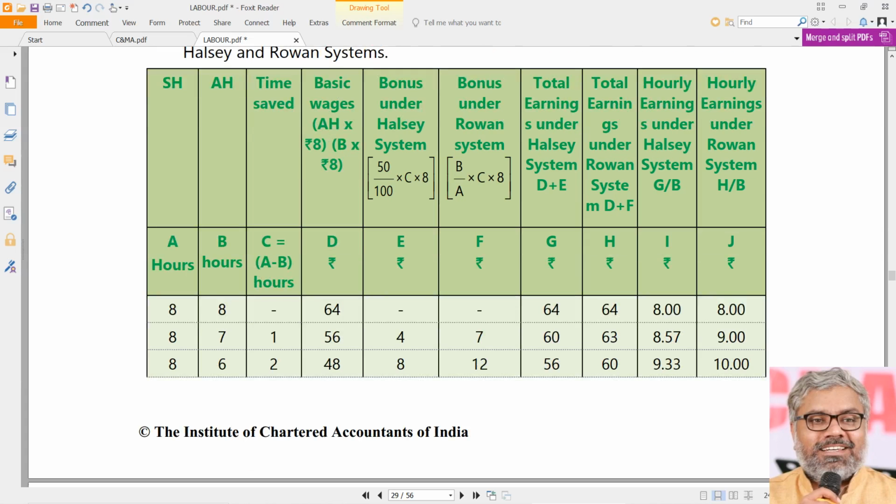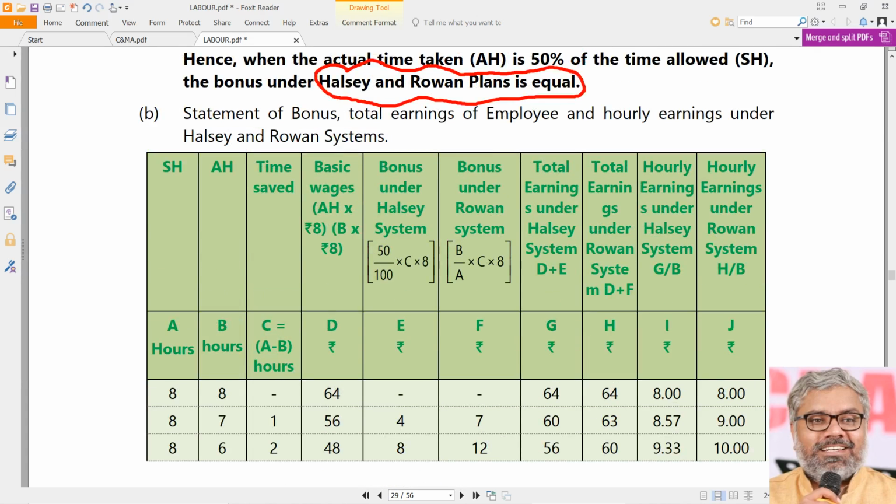First of all, what you need to find out is, you need to write down these hours and other things. And what is asked here has to be clearly written in each of the columns. You need to do this on paper. Standard hours once again is time allowed, actual hours is time taken, time saved is nothing but A minus B, that is time allowed minus time taken.